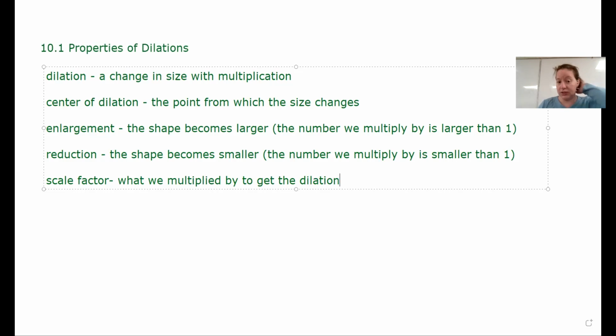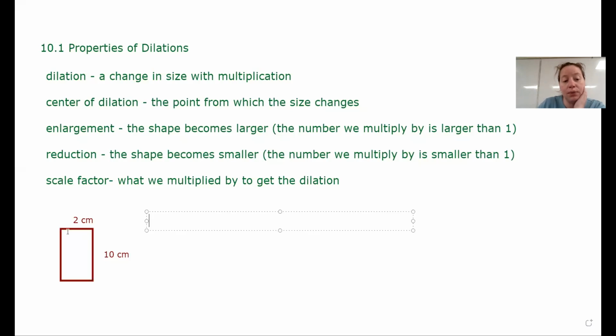Okay, so let's look at a couple of things to start with. I'm going to take you through some examples. All right, so we're starting out with this shape right here, this rectangle. It is 2 centimeters by 10 centimeters. I am going to dilate this by a factor of 3.